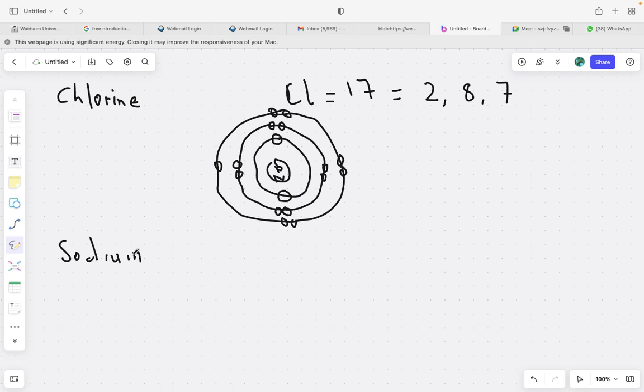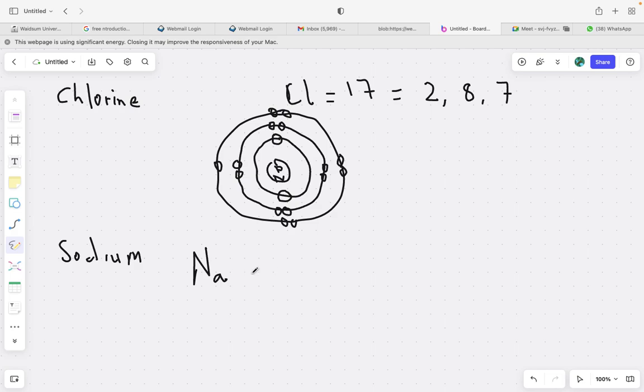For sodium, the symbol is Na, which is derived from the Latin name natron. Can you hear me? Yes. Okay. It's obtained from the Latin name natron.